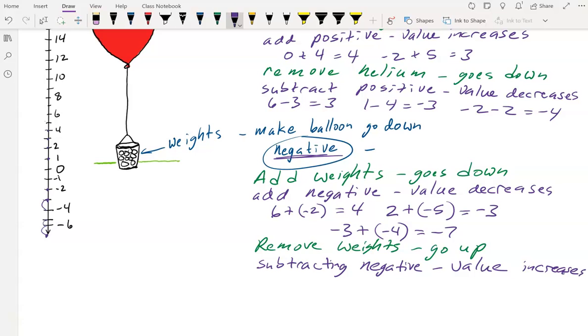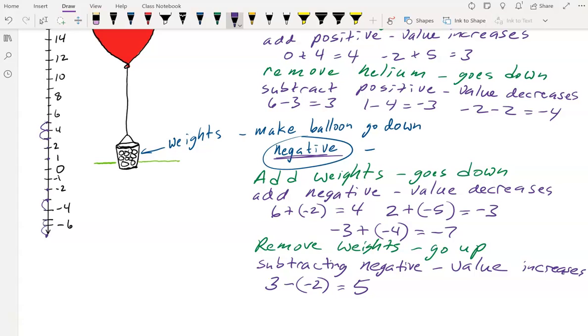increases. So let's say, for example, that our balloon is sitting at 3 units above the table. And we're going to take away 3 weights, 3 negatives. Now it's going to go up. Did I say 3? I meant 2. Sorry. Sitting at 3 units, and we subtract 2 negatives. That means it's going to go up 2. So if we're sitting at 3, and we take away 2 negatives, that means it's going to go up 2 to 5. Okay? Because we've taken away negatives, it's going to go up.